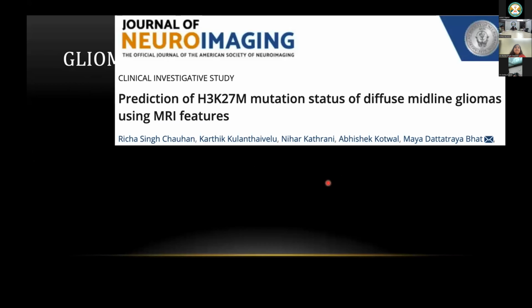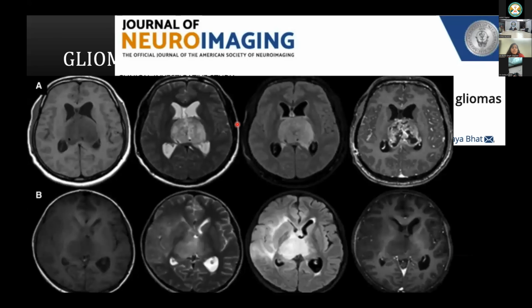So previously, as I told, there were not many papers on imaging differentiation of diffuse midline gliomas, the mutant gliomas from the wild type gliomas. So we have published the longest series of 123 cases. It's the longest series in the world. It's from NIMHANS, and we have published both conventional MRI features and advanced MRI features to differentiate between these two tumor groups, the H3K27M mutant from the wild type groups.